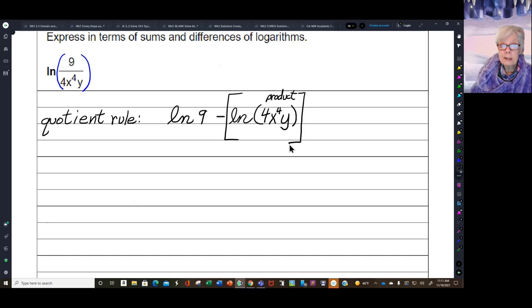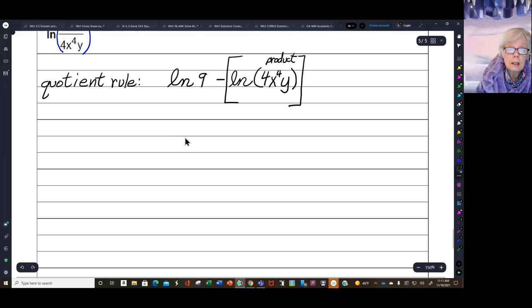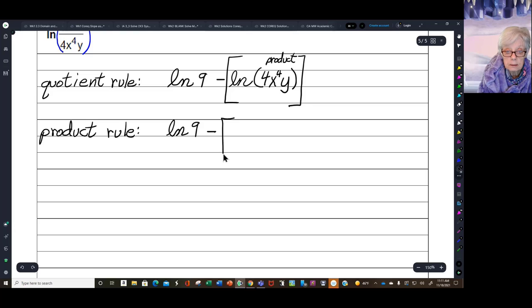Meanwhile, ln of 9 is pretty simple. Ln of 9. So we're definitely going to use the product rule. We've got the ln of 9 minus bracket the ln of 4 plus the ln of x to the 4th plus the ln of y.